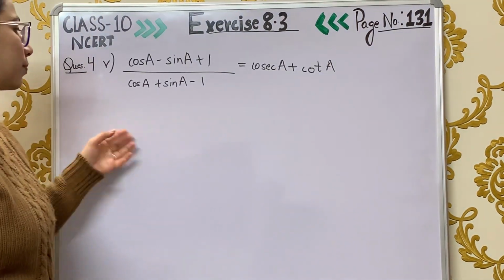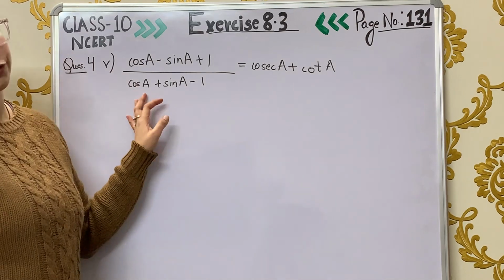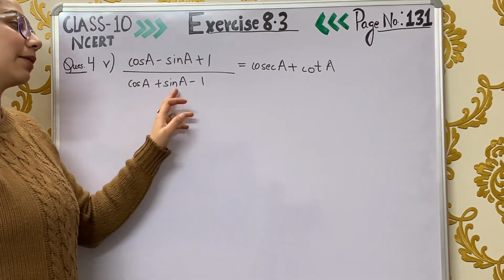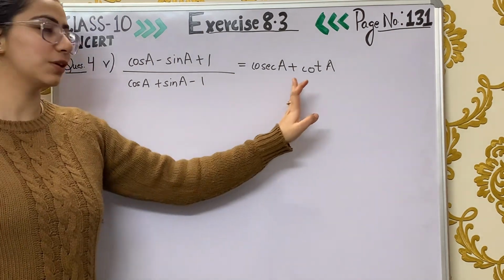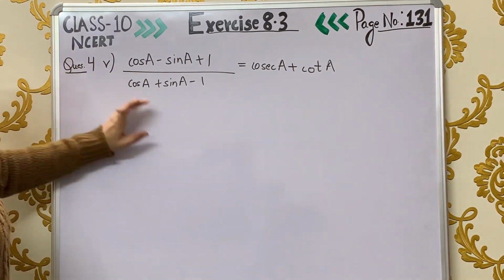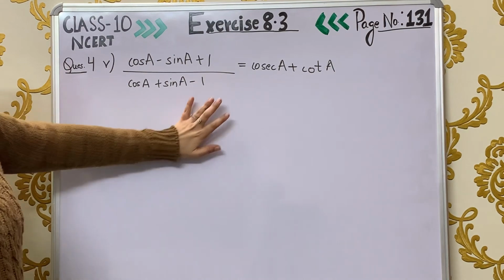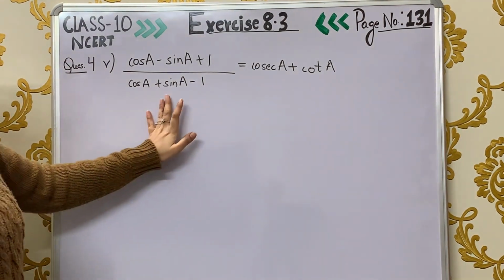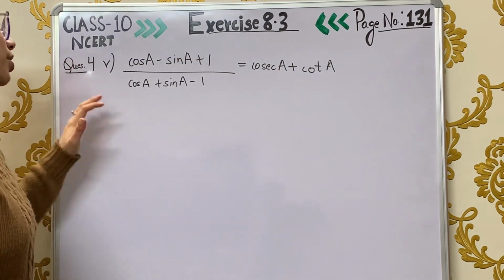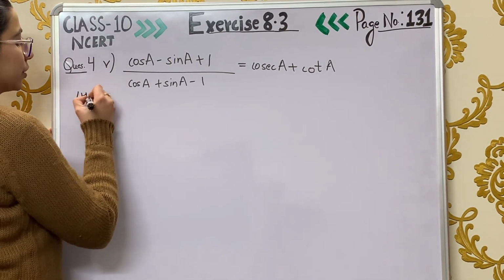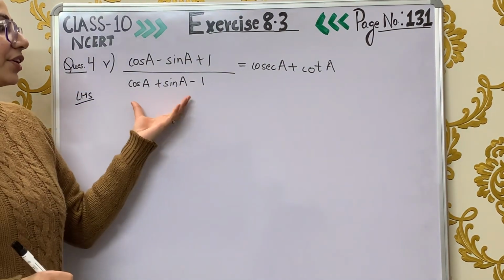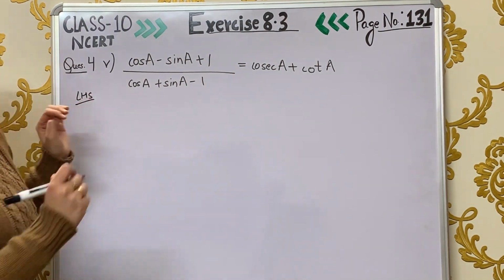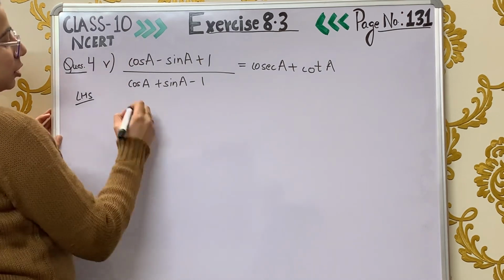Now moving to the next part, we see that we need to prove that cos A minus sin A plus 1 upon cos A plus sin A minus 1 is equals to cosecant A plus cot A. Now we see that there is no term in LHS or no identity that can be put directly in the LHS to prove that it is equals to RHS. So what we do is we start by converting it into terms of cosecant and cot, and how we can do that is that we'll divide all the terms by sin A.